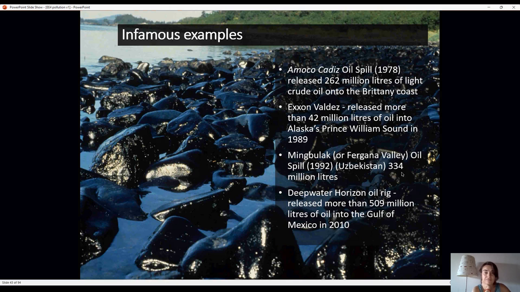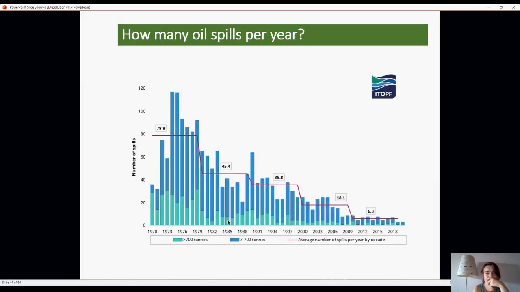They spilt around about 334 million litres of crude. Okay. But the worst one is this one, the Deepwater Horizon. Over 500 million litres of oil. Okay, this is 2010, I think we remember this. So it's clear that there are some really, let's say, historically bad examples. And of course, cleaning this stuff up is difficult and it takes a long time.